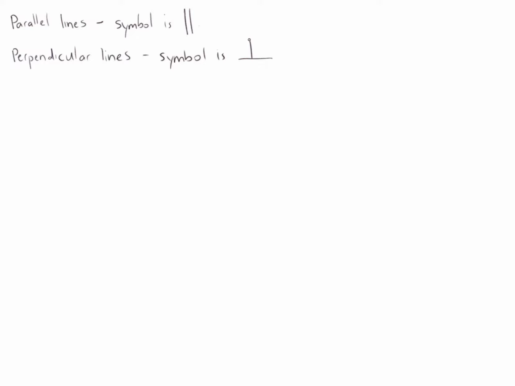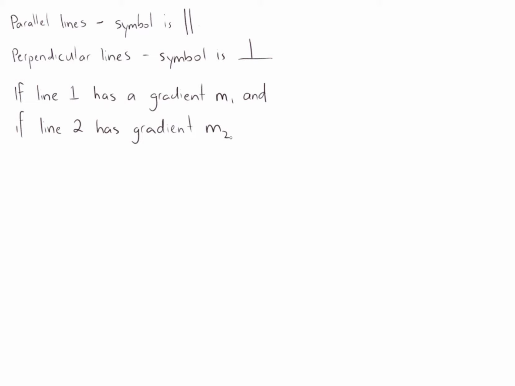When we're talking about two lines, we refer to their gradient to know which slope they have. And if we've got two lines, we need to differentiate between the gradient of one line and the gradient of another. So if line 1 has a gradient m1, then we would say that line 2 has gradient m2. You guessed it.